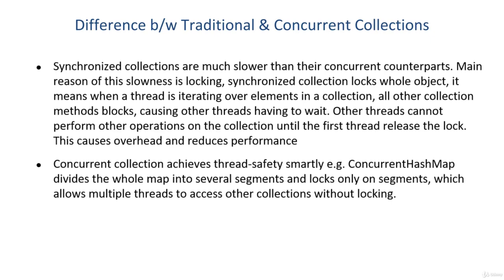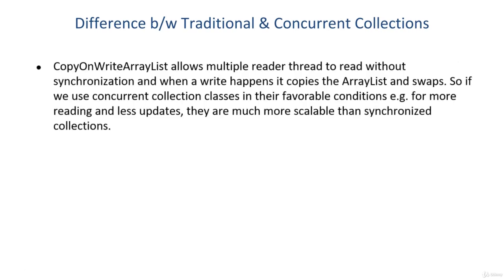Concurrent collection achieves thread safety smartly. For example, ConcurrentHashMap divides the whole map into several segments and locks only one segment, which allows multiple threads to access other segments without locking. CopyOnWriteArrayList allows multiple reader threads to read without synchronization, and when a write happens, it copies the array list and swaps.